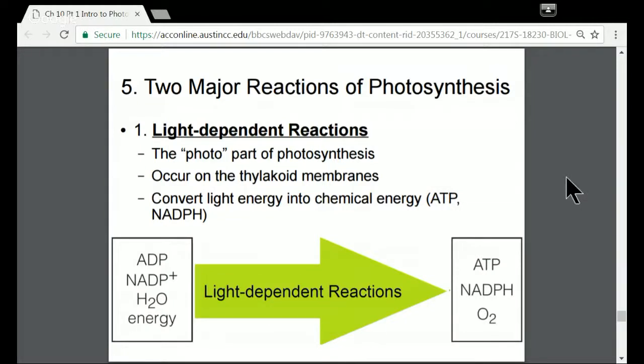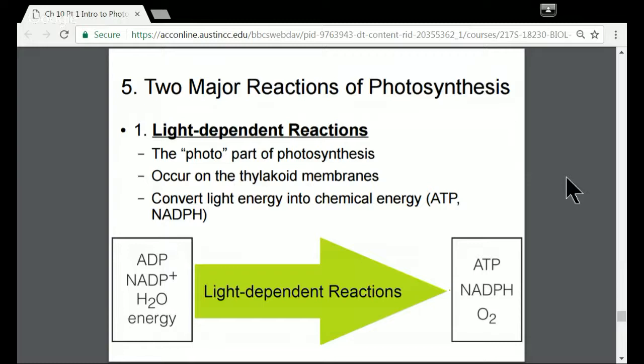All right, now the last thing we need to discuss in this particular lecture are the two major reactions that make up photosynthesis. Photosynthesis can very conveniently be split into two halves, the photo part and the synthesis part. The photo part of photosynthesis is where the light is going to be captured. So think photo, photons, light. So they're called light dependent, or the light reactions.